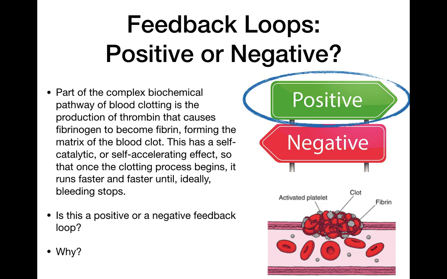This is another positive feedback loop because we're getting more and more in this process, more and more clotting is happening until it's completed its task, and a different signal has to come along to tell it to stop blood clotting. Okay, so that should be all your notes on the feedback loops.